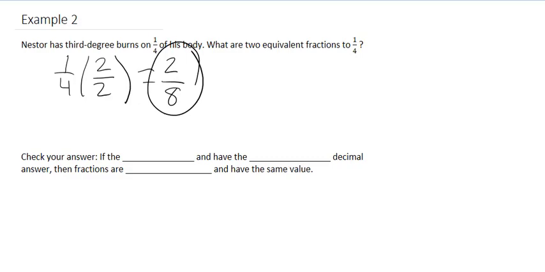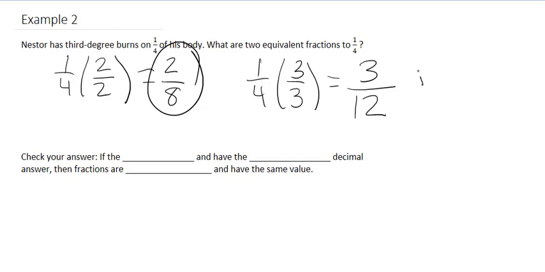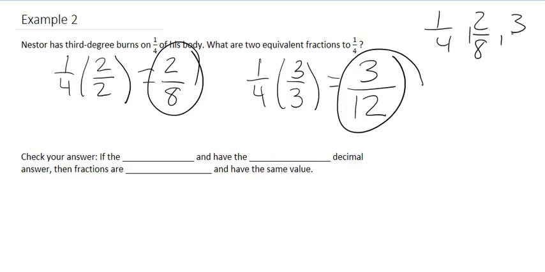Let's use another number. Let's use 3. So 1/4, we're going to multiply 3 on the top and the bottom. So 3 times 1 is 3. 4 times 3 is 12. This is another equivalent fraction. Therefore, 1/4, 2/8, and 3/12 are all equivalent.